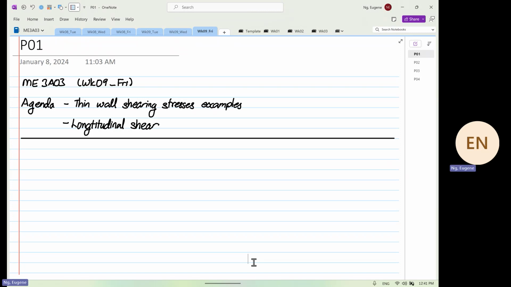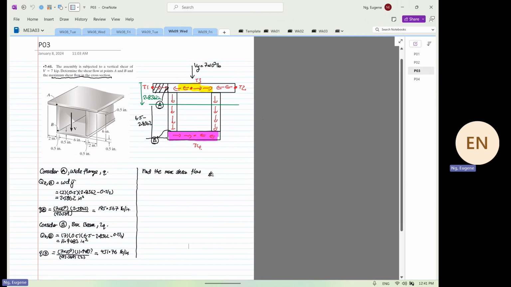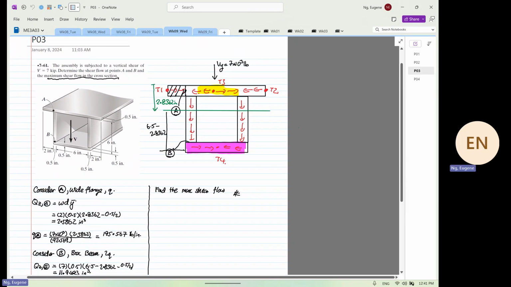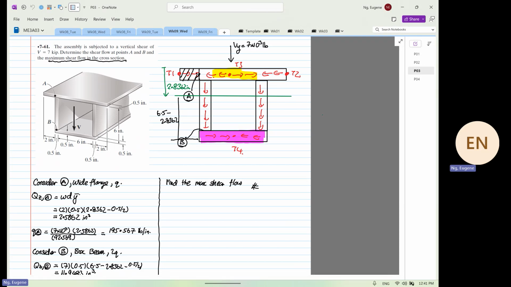Right. So on Wednesday, we did a problem like this. If you look at your Wednesday notes, you'll see this. Next, we are going to find the maximum shear flow. I'm aware that all of you are comfortable in taking the maximum shear flow from the top or the bottom of the centroid. You're more comfortable taking from the what?